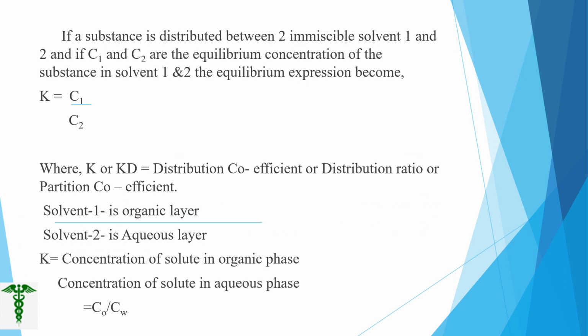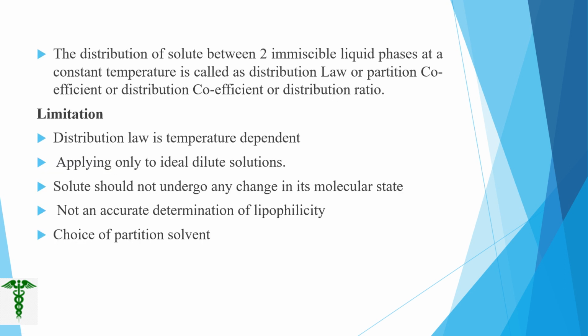Again, we are telling K, the distribution coefficient or partition coefficient, is equal to C1 by C2, where C1 represents the concentration in the organic phase divided by the aqueous phase. So instead of C1 by C2, we can write organic phase by aqueous phase. And the distribution of the solute between two immiscible liquid phases at a constant temperature is known as the distribution law, or partition coefficient, or distribution coefficient, or distribution ratio.